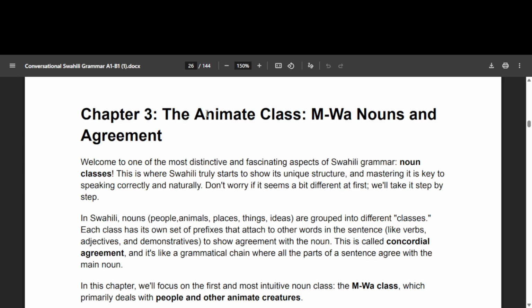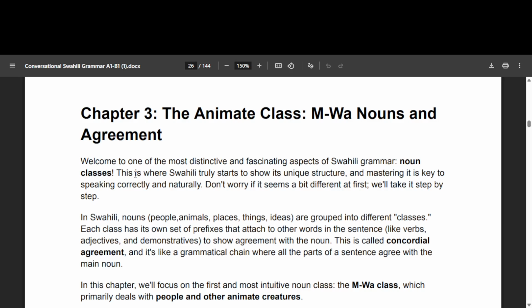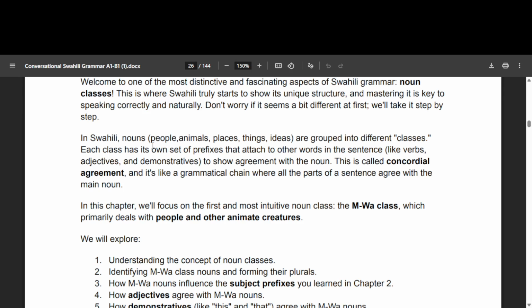Welcome to one of the most distinctive and fascinating aspects of Swahili grammar, the noun classes. This is where Swahili truly starts to show its unique structure, and mastering it is key to speaking correctly and naturally. Don't worry if it seems a bit different at first, we'll take it step by step. In Swahili, nouns, people, animals, places, things, ideas are grouped into different classes.